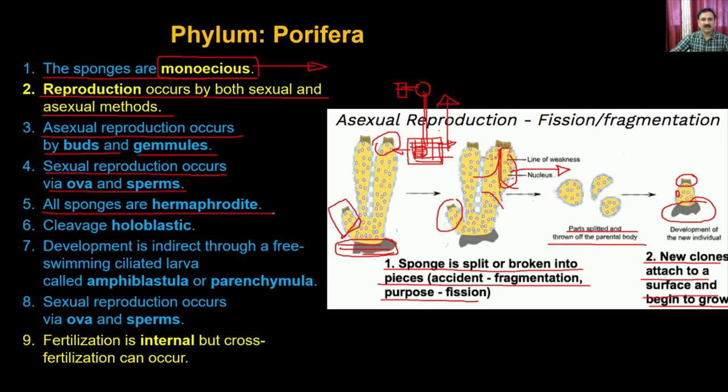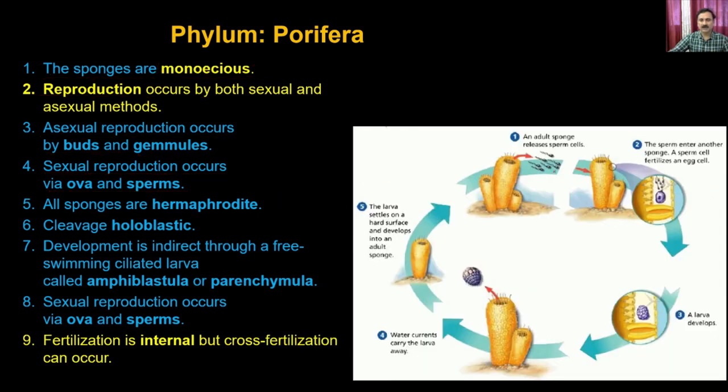Sexual reproduction occurs by the ova as well as the sperms. All the sponges are hermaphrodites, which means they are bisexual, so male and female are both present. And how do they do the sexual reproduction? In sexual reproduction, one sponge behaves as a male and the other sponge behaves as a female. Although both are hermaphrodite, both are bisexual, one of the sponges produces the sperm cells, whereas the other sponge produces the egg.